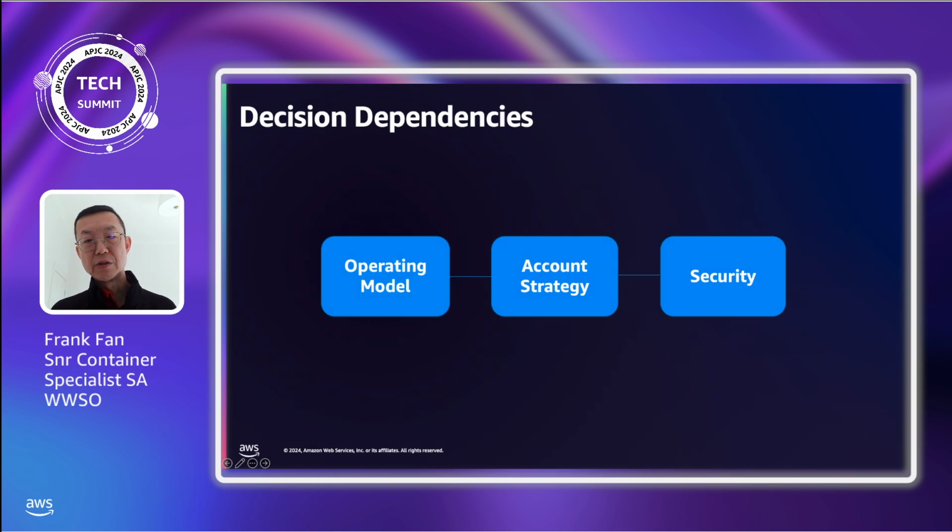Every architecture decision is interconnected and impacts others. For example, if the platform team adopts an operating model to provide a shared environment for tenants, they must structure their account strategy to enable tenants to easily leverage the shared platform with their own data sources. Additionally, the account strategy will influence the security boundaries between tenant environments. Now I hand over to my colleague.